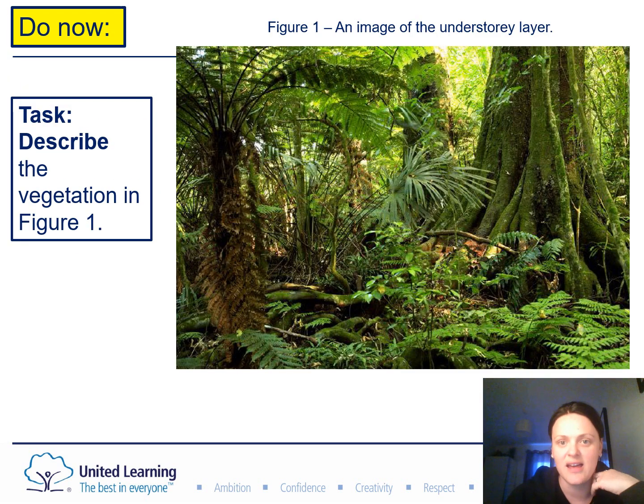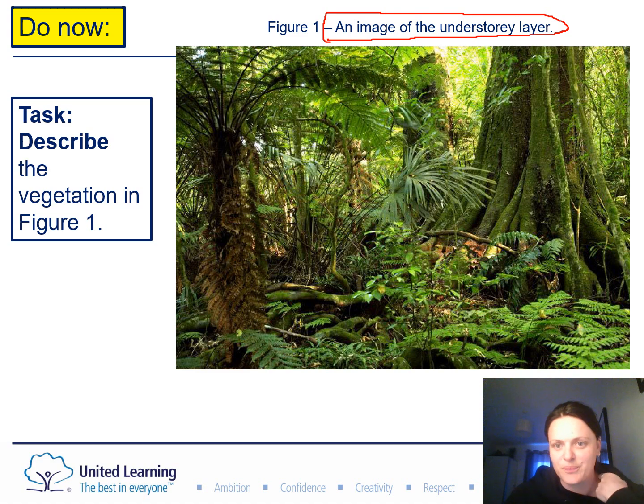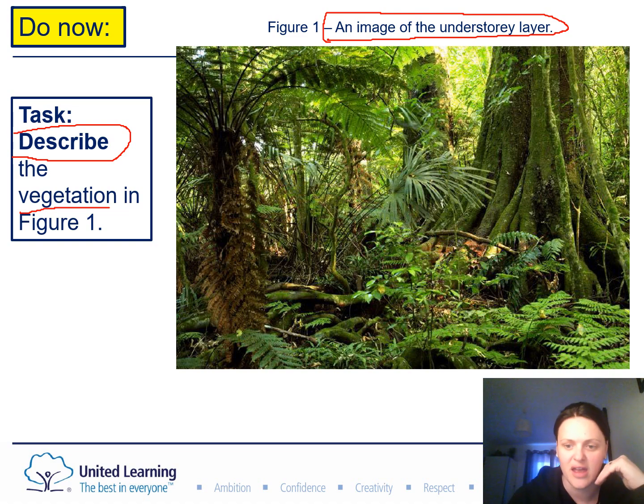All right, so have a look at this image in front of you. You can see here is an image of the understory layer of a rainforest. So think back to a couple of lessons ago when we looked at the rainforest structure. I want you now to describe the vegetation in this figure. So vegetation is another word for plants. So how would you describe it? Think of everything that you know that is found in this layer. Give yourself about 2 minutes for this, guys.